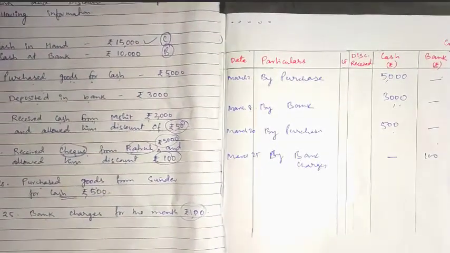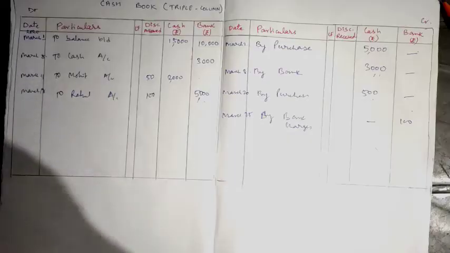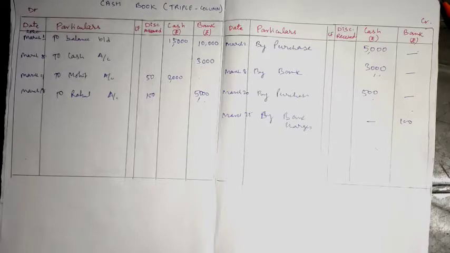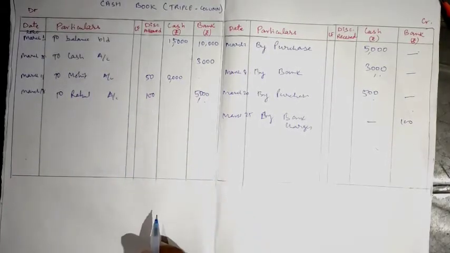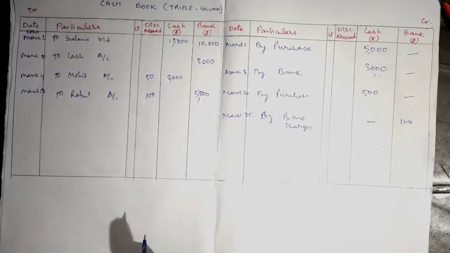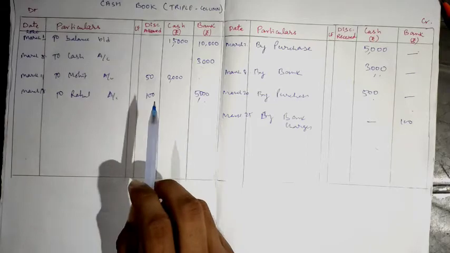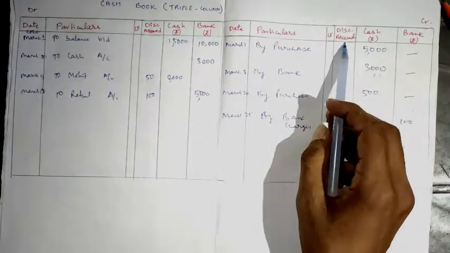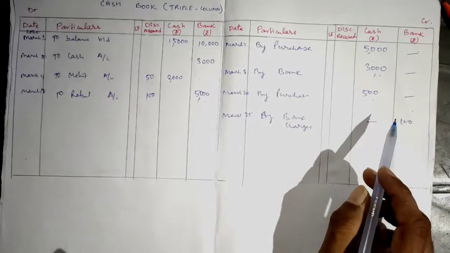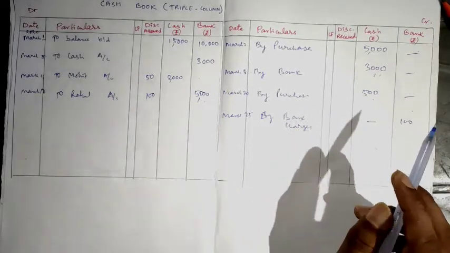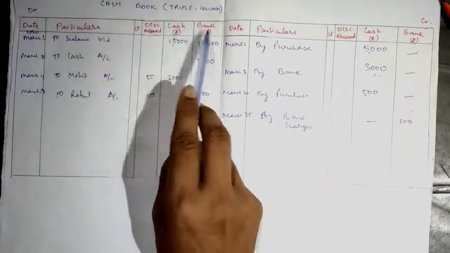Now the last step will be balancing the cash book. Now we'll balance the cash book. Debit side has greater amount. Before balancing the cash book, I'd like to tell you that we do not find the closing balance of discount allowed and discount received. We need not total it, nor will we find any balance c/d of this discount column. Only we will find the balancing figure or balance c/d of cash and bank column.